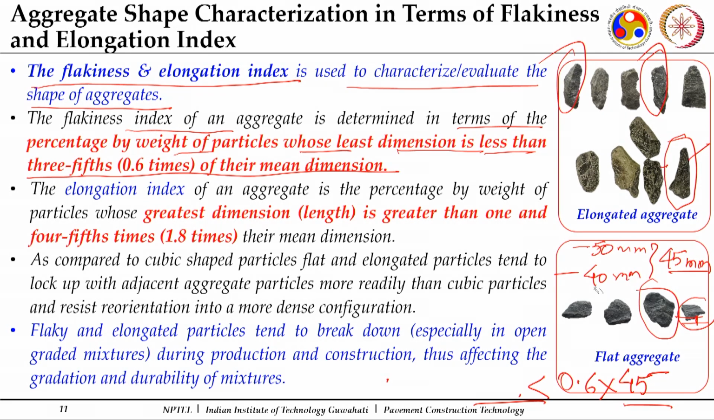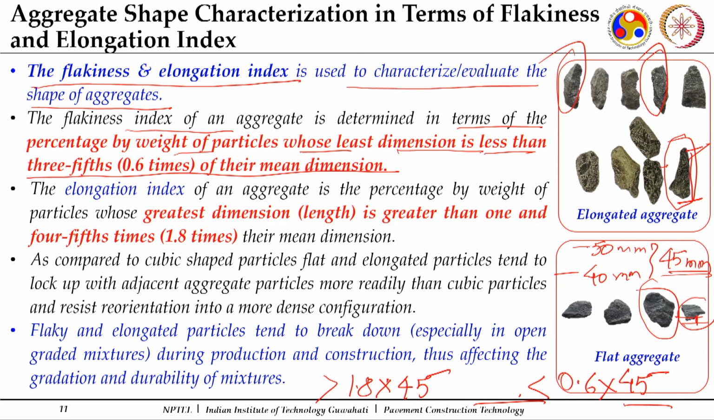Now, let me say I have the same particle which is again passing through 50 mm and retained on 40 mm. So, its mean dimension is 45. For any particle in this range, that particle will become an elongated particle if one of its dimensions is more than 1.8 times this mean dimension. This shows that one dimension is extensively, or quite a bit, more than the other dimensions of that aggregate.